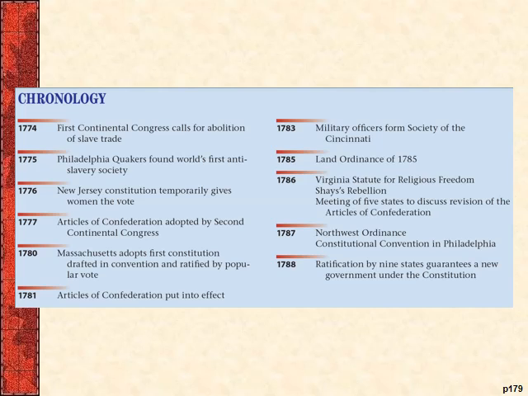And here's our last slide. The chronology here: 1774, you get the First Continental Congress. 1777, the Articles of Confederation are adopted by the Second Continental Congress. You get all these state constitutions that start being adopted during this time period. 1785, you get the Land Ordinance. 1786, you get Shays' Rebellion. 1787, you get the Northwest Ordinance and the Constitutional Convention. And then the following year, you get the final ratification by the requisite 9 states to start a new government.